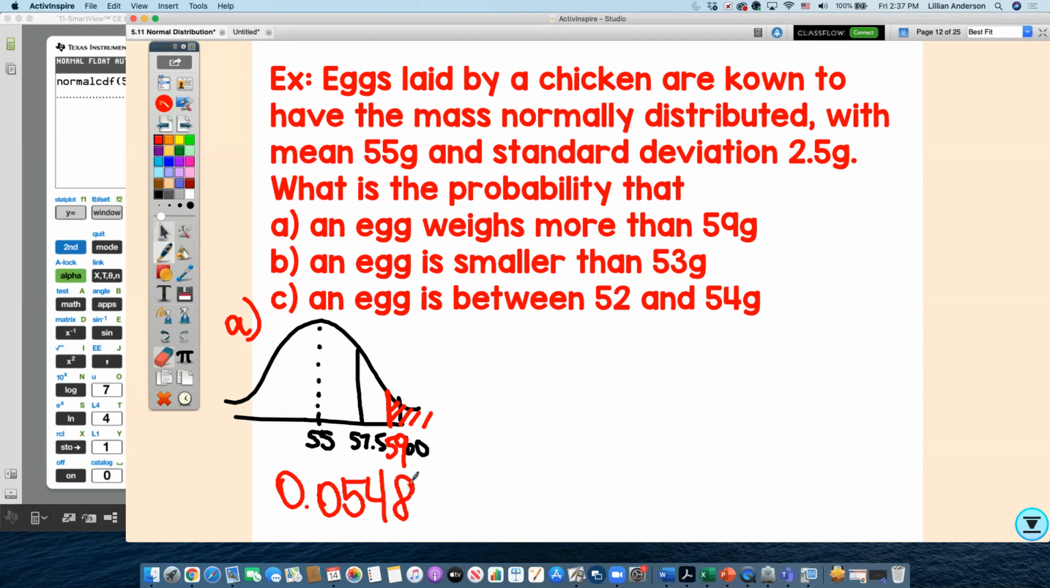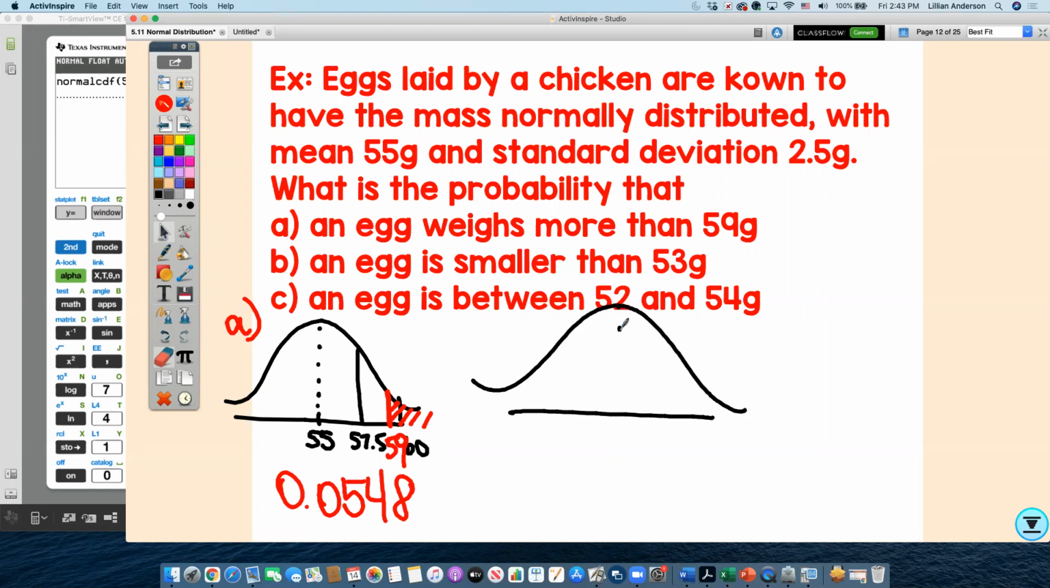You start with your non-zero number and count. Okay, I want you guys to try B and C. Do B and C on your own. So the next one says an egg is smaller than 53. Okay, so here, again, another normal distribution curve, mean in the middle. Always include the mean. So then when you draw your line either to the left or the right of the mean, that's one of those indications that you drew it to the correct side. 53 is on this side. Am I shading left or right?